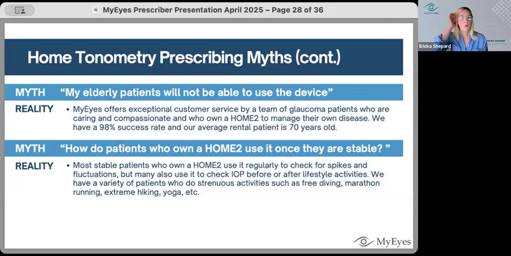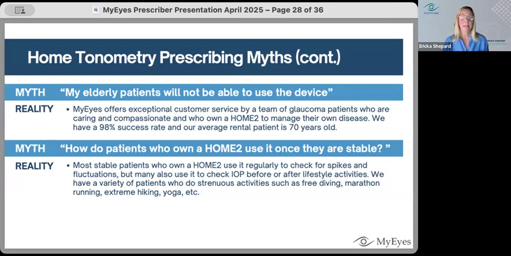So how do patients use the Home2 once they are stable? I talked about that. Again, I use it regularly to check for spikes and fluctuations. We have some really interesting patients. A lot of them travel. We have patients that are in really remote areas, and so they're able to check their IOP remotely. We just had a patient a couple of weeks ago who is a few hours from her glaucoma specialist. They were able to, through the Home2, adjust her meds without her ever having to go into the office, which is really incredible.